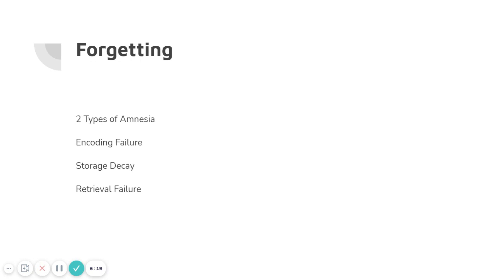So anterograde amnesia is where you can't form new memories. Your hippocampus has been damaged and you can remember everything that happened before your brain was damaged, but you can't create new memories. If you've seen the movie 50 First Dates with Drew Barrymore and Adam Sandler, this is what she has. She had brain damage and couldn't remember anything new that had happened to her.